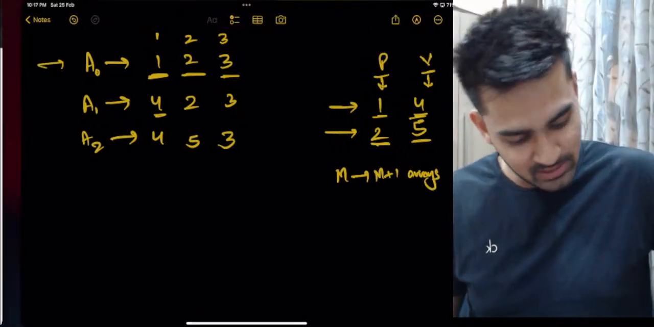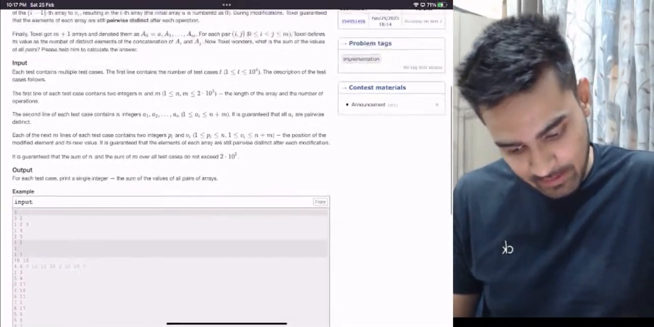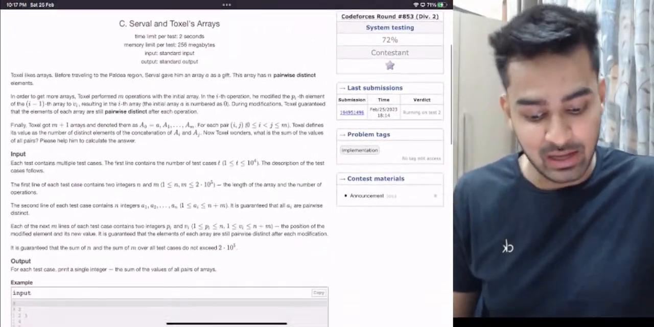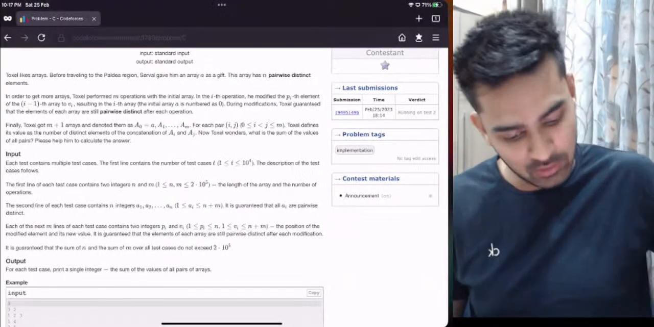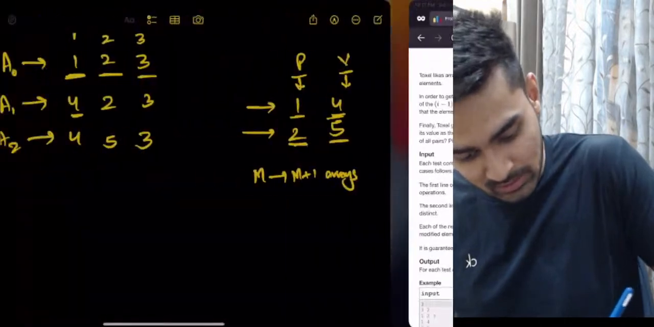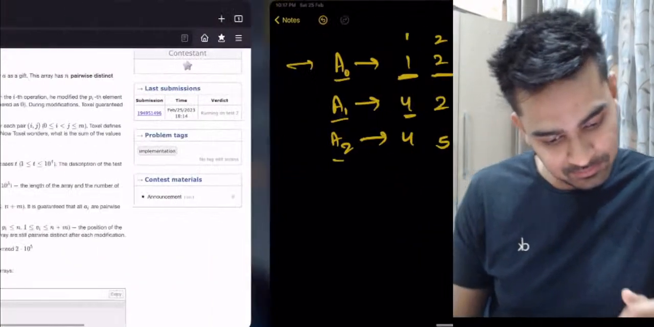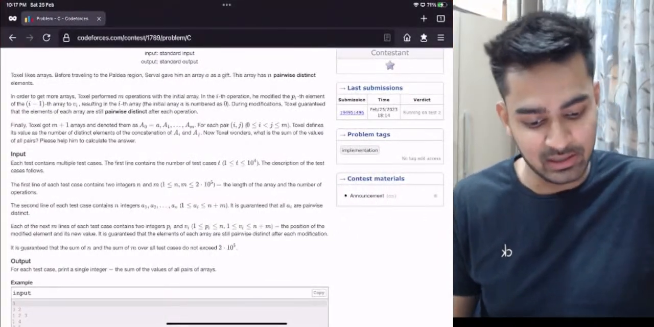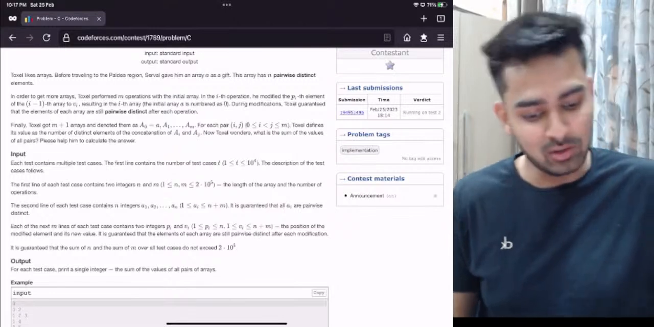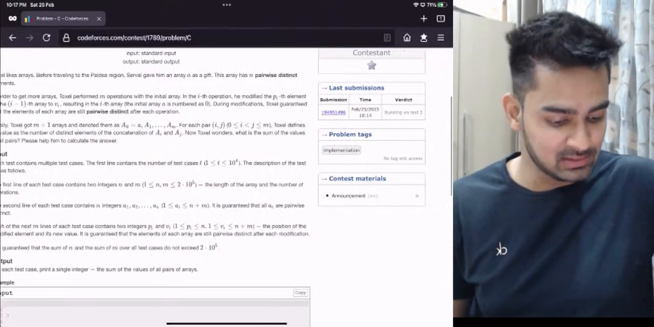Now they are saying that finally Toxel got m plus 1 arrays and denoted them as a0, a1 till am. That is what we have got: a0, a1, a2, where m was 2. Now, Toxel defines its value as the number of distinct elements of the concatenation of ai and aj. Toxel wonders what is the sum of values of all pairs. Please help him calculate the answer.